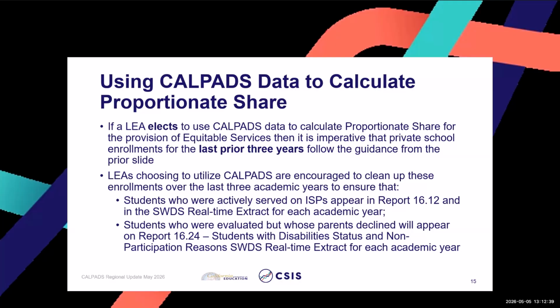Also, students that were evaluated but whose parents declined will appear on Report 16.23, Students with Disability Status and Non-Participation Reasons, as well as the Students with Disability Status Real-Time Extract for each academic year.